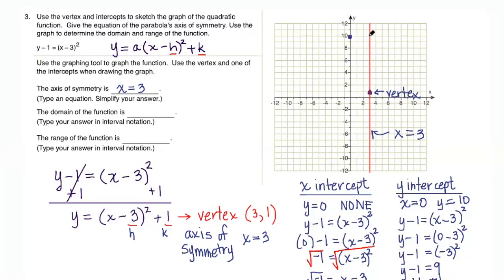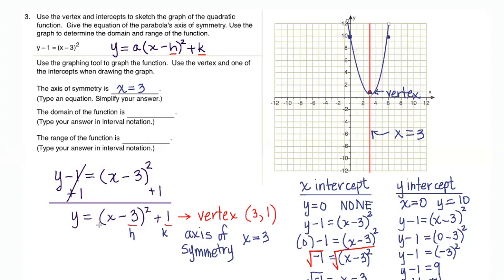That line of symmetry must create two mirror image halves. So if I have this point at (0, 10), 3 units away from the axis of symmetry on the left, I have to have a point corresponding to that 3 units to the right of the axis of symmetry. And now you can certainly begin to see this curved shape taking place.